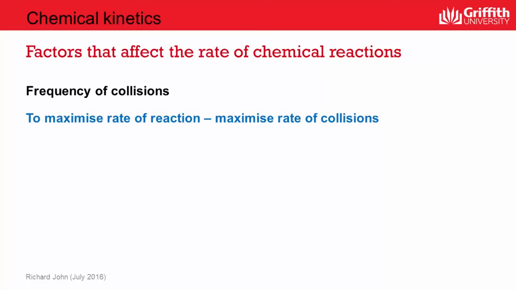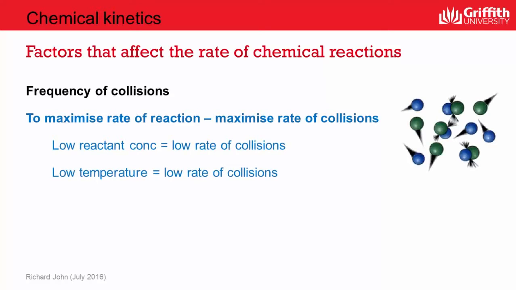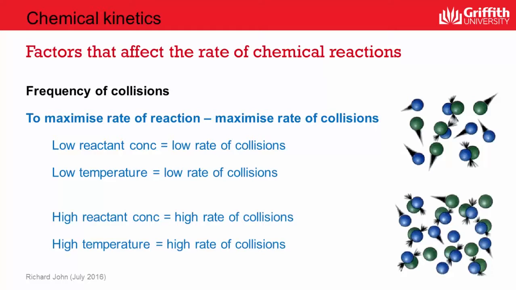So in terms of the frequency of collisions, reaction rates are maximized when we maximize the rate of collisions between reactant particles, and we have a couple of experimental variables that we can control. For example, if we start with a relatively low reactant concentration or a relatively low temperature, we're likely to have relatively low collision rates and therefore relatively low reaction rates. On the other hand, if we start with relatively high reactant concentrations or relatively high temperatures, we are likely to have a relatively high collision rate and therefore relatively high reaction rates.